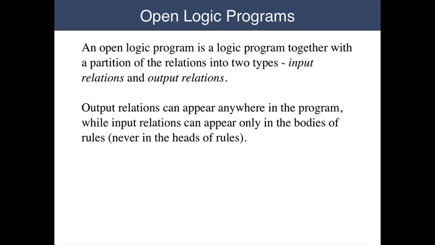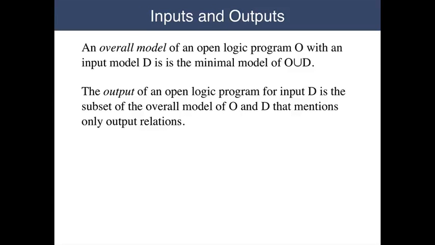The output base for an open logic program is the set of all atoms that can be formed from the output relations of the program and the entities in the program's Herbrand universe. And an output model is some subset of its output base. Given an open logic program P and an input model D, we define the overall model corresponding to D to be the minimal model of P together with D, in other words, P union D. The output model corresponding to D is the intersection of the overall model with the program's output base. In other words, it consists of those sentences in the overall model that mention only the output relations.